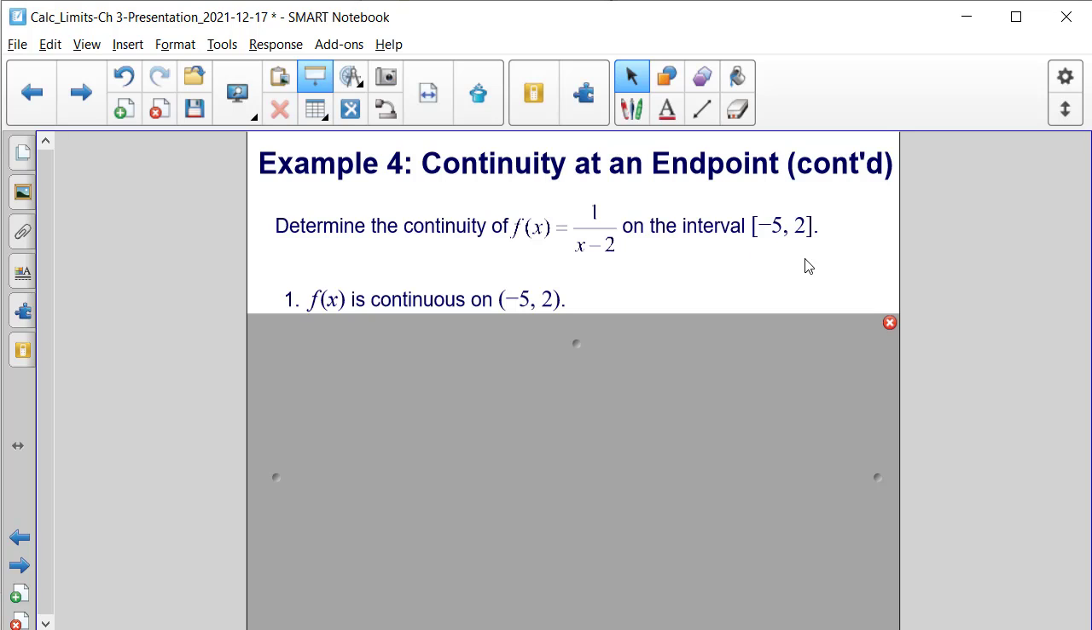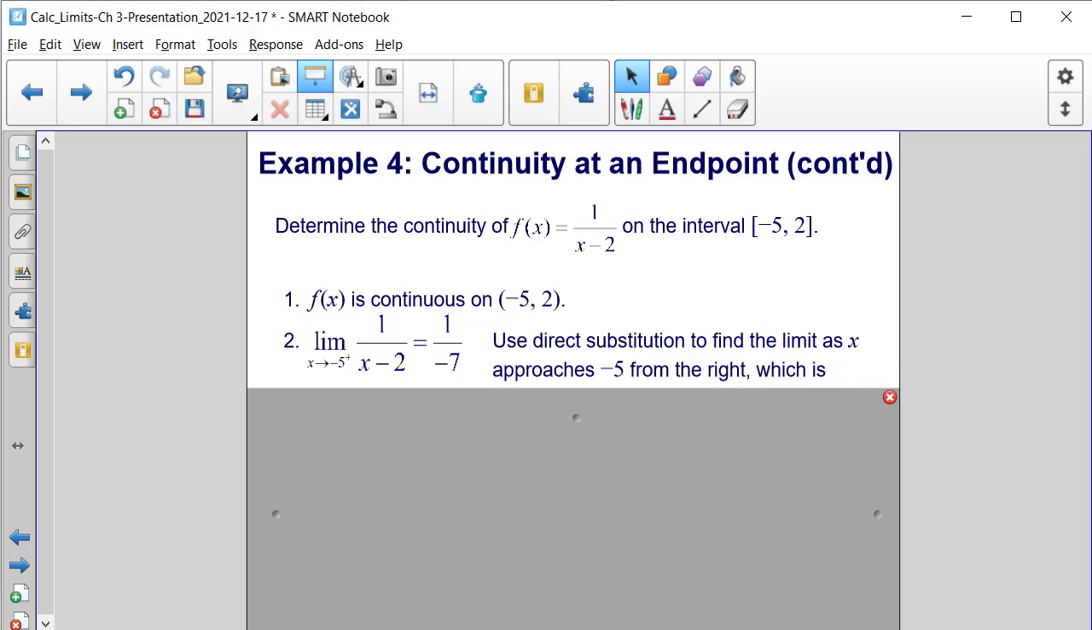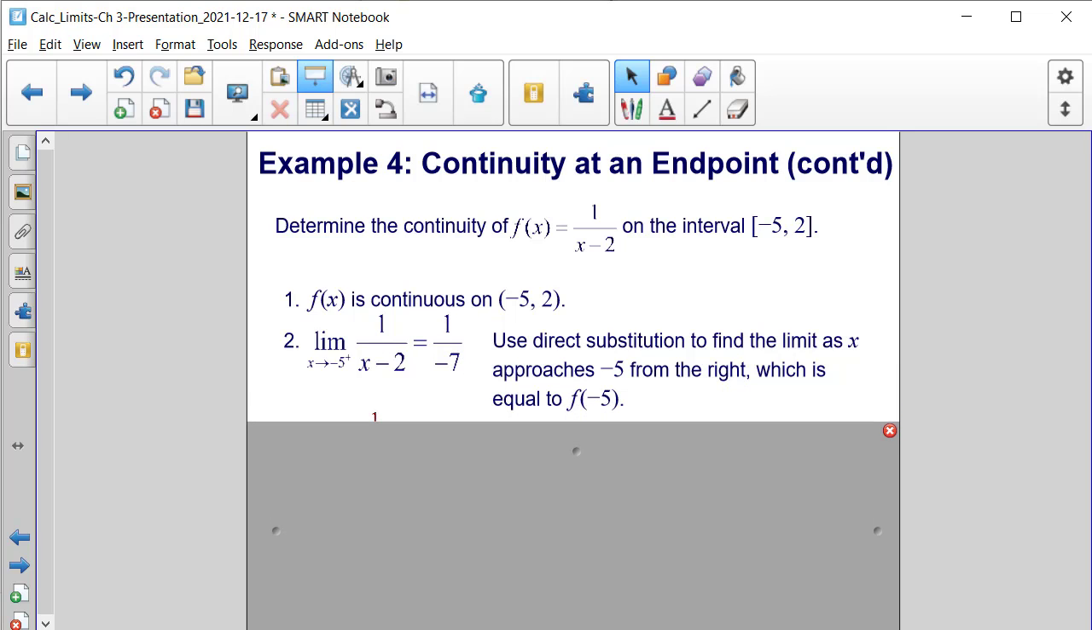Continuity on closed intervals is determining whether or not it's continuous on the open interval from -5 to +2. Well, we've already proven that, so this is definitely fulfilled. Then we have to examine the left endpoint. Is the limit of 1 divided by x minus 2 as x approaches -5 from the right equal to the function value at -5? Well, the limit is equal to -1/7, which we found, and that's also equal to the function value. If you substitute -5 directly in there, you will get -1/7.